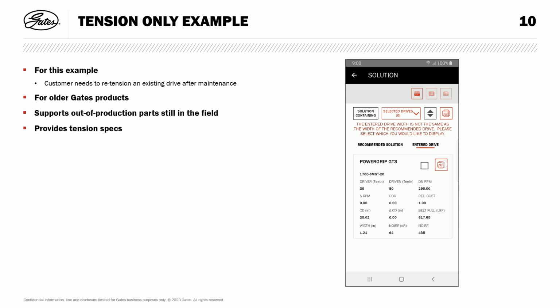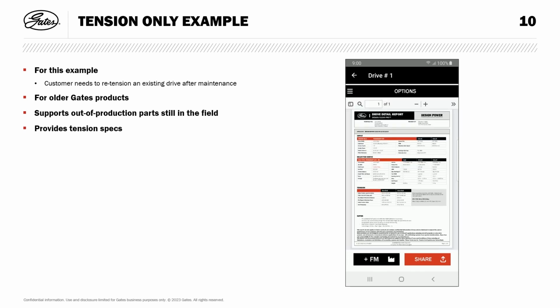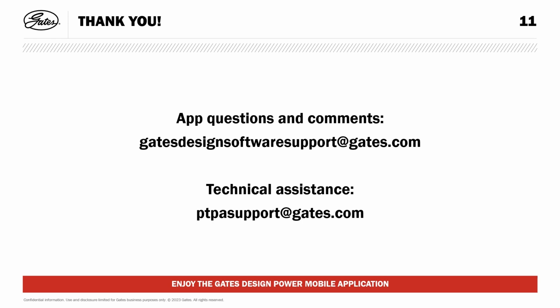Tap the Printout button, and this will give our customer everything they need. Under Rated Load, we do show tension only, but that's okay. They're already happy with the performance of this belt and want to continue using it for the rest of its life. So, they have all the details down here that they'll need to retension that drive and get back up and running. With that, we've reached the end of our training on DesignFlex Pro within Gates Design Power Mobile.